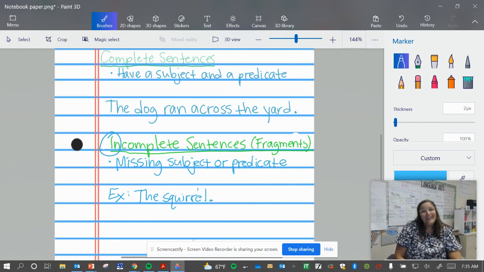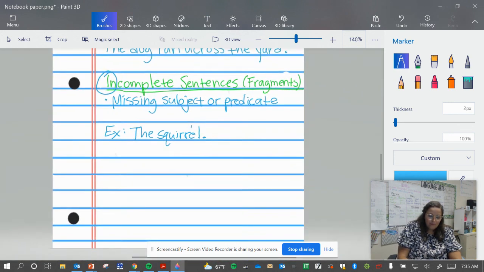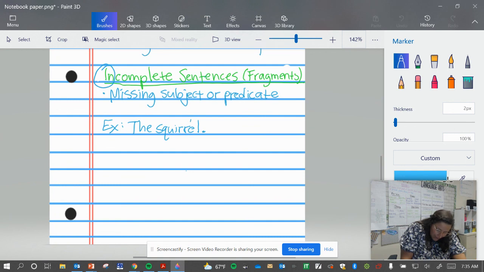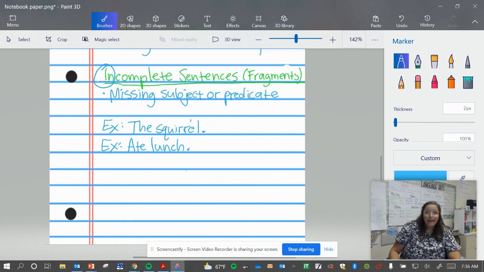So I've got capital letter and punctuation, but it is not a complete sentence. Okay. Another example would be ate lunch. Again, I've got capital letter and punctuation, but in that first example, I don't know what the squirrel's doing, right? It's not a complete sentence, it's a fragment. Ate lunch. I know what they're doing, but I don't know who it is or what it is, right? It could be the basketball ate lunch for all I know. Okay. All right. So those are fragments.